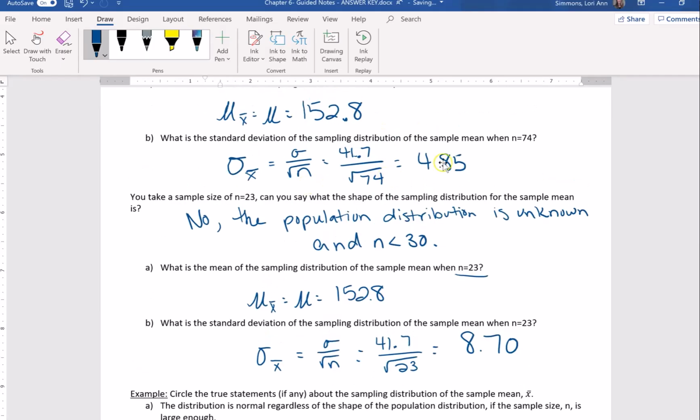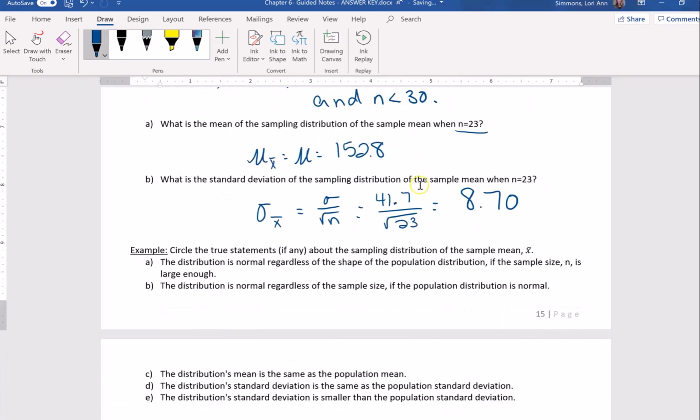Compare the standard deviations. You see the larger you get for the sample size, the smaller it's going to be, because the closer you are to the actual mean.